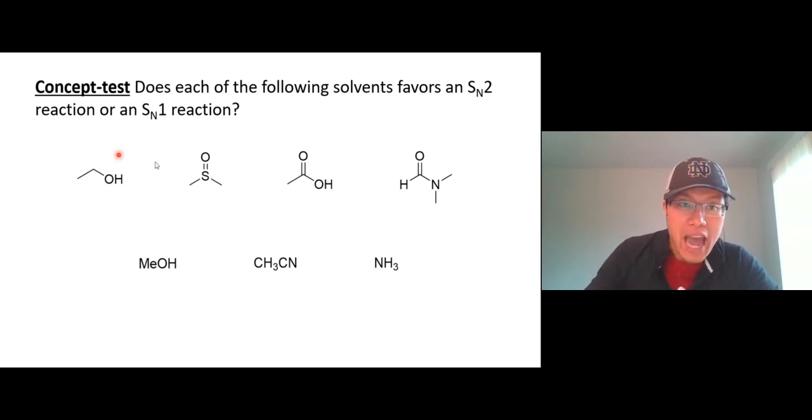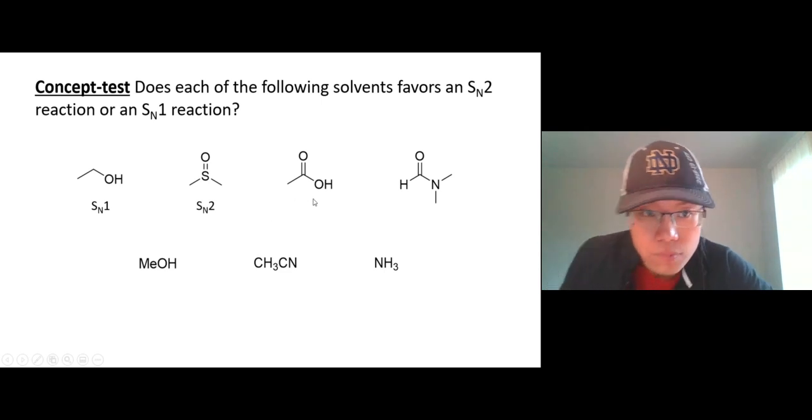The first one, ethanol, has an OH. It is a polar protic solvent that can form hydrogen bonds. This one is good for stabilizing cation and anion, so this is for the SN1 reaction. This one, dimethyl sulfoxide or DMSO, doesn't have an OH. This is a polar aprotic solvent that cannot form hydrogen bonds, no hydrogen, so aprotic. It will leave the nucleophile alone. This one goes with SN2.